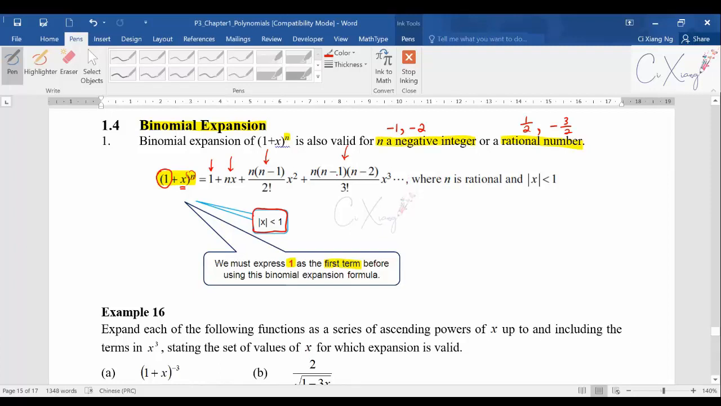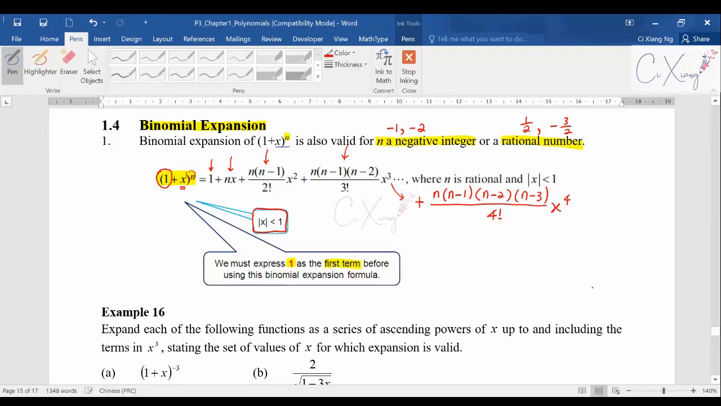For us, we only list out until x cubed. If I want to continue to expand to x to the power 4, will you be able to write out the formula or not? There are patterns here. I hope you can see the pattern and try some induction. You can see that the x⁴ term is n(n − 1)(n − 2)(n − 3) divided by 4 factorial, multiplied by x⁴.